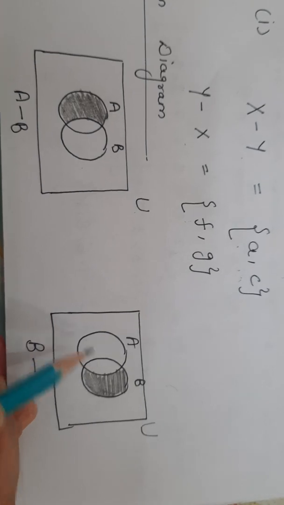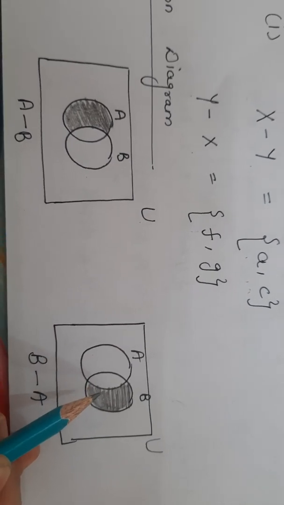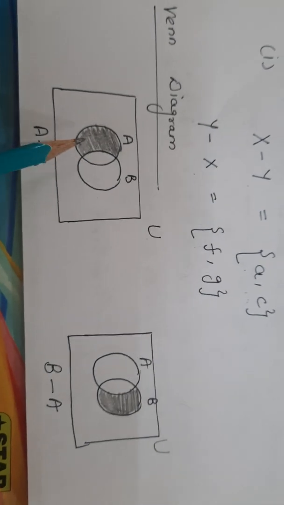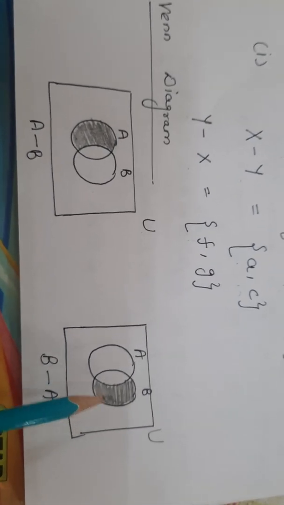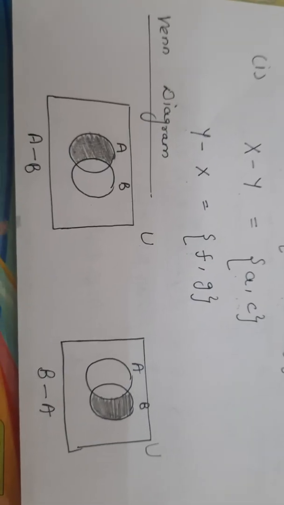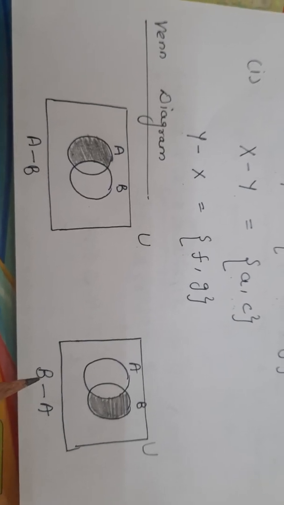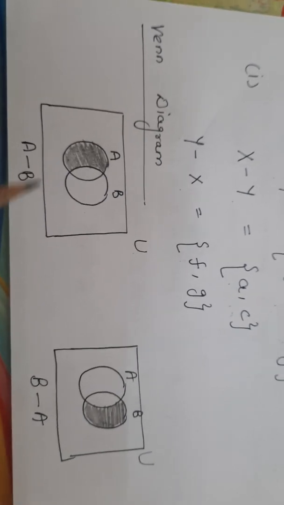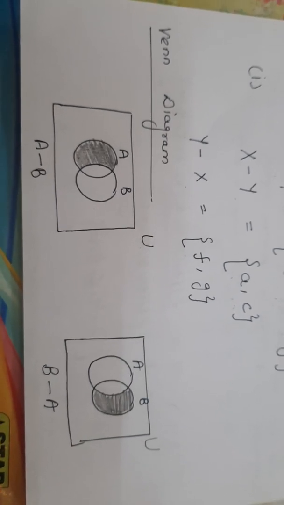Now B minus A: the elements belong to B, but at the same time they do not belong to A. Look here. There is no element which is common in A minus B and in B minus A. So that means if we find their intersection, it will be empty. So A minus B and B minus A, these two are disjoint sets. I am again repeating, A minus B and B minus A, these two are disjoint sets.